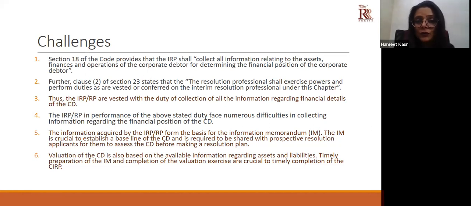Again, the RP also has the same responsibilities. Thus, the IRP and RP are vested with the duty of collecting all information regarding the financial details of the CD. And then definitely they have to prepare a document and present that to the PRAs. The IRP or RP, in performance of the above stated duties, face multiple difficulties in collecting information regarding the correct and complete financial position of the CD.